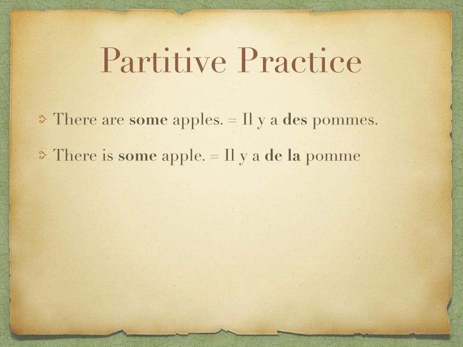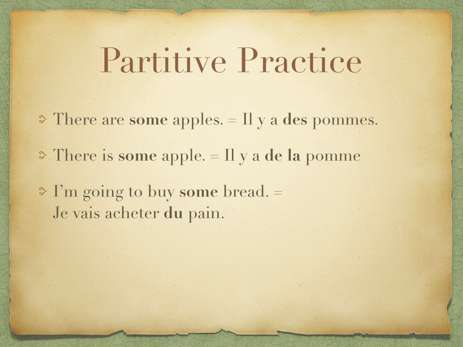Let's try a more complicated sentence. How would you say, I'm going to buy some bread? You're not buying all the bread in the entire world. You're just buying some bread. Je vais acheter, I'm going to buy, du pain, some bread. Since pain is a masculine word.